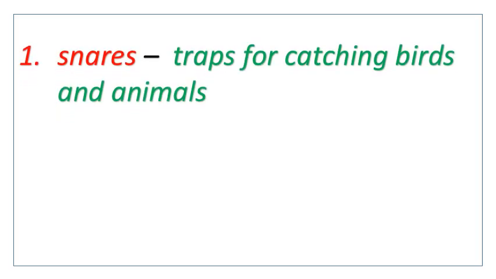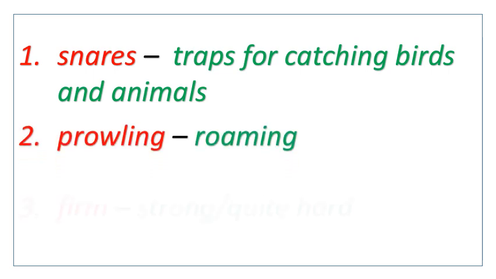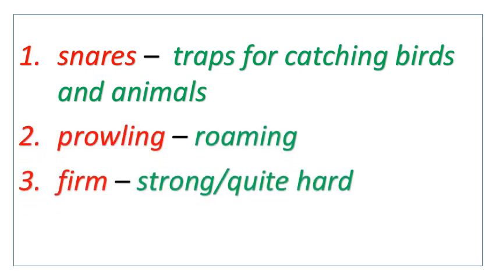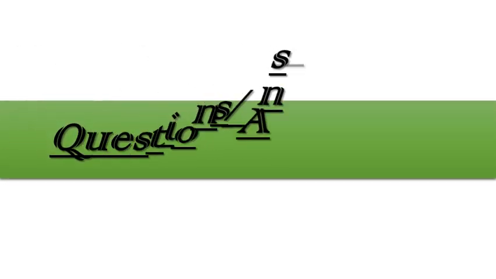Number 1: Snares means traps for catching birds and animals. Number 2: Prowling means roaming. Number 3: Firm means strong or quite hard. Number 4: Disagreeable means unpleasant. So these were the word meanings. So now let's discuss the question answers in detail.